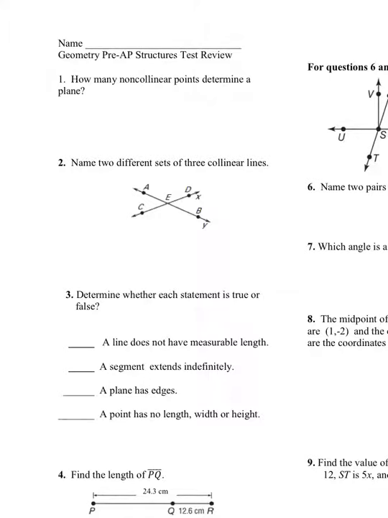So question one, how many non-collinear points determine a plane? And that's real simple. It's three. Three non-collinear points. They can't be in a straight line because then you have a line, remember, and that could possibly be just one-dimensional. But if they're not in line, then you have to have a plane to cover them all. So again, three.